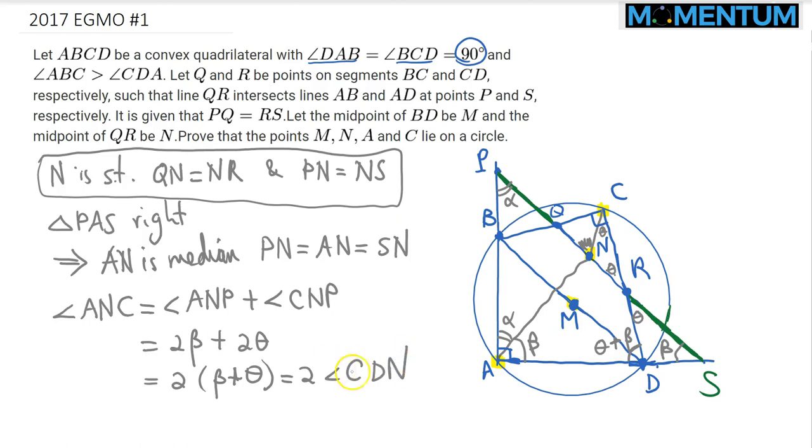But notice that 2 times angle CDA, because CDA is an angle on the circle, should be the central angle, which is CMA, right? So angle AMC. Wow, angle ANC is equal to angle AMC, and we are done. So that establishes that this quadrilateral MNAC is just cyclic, and that solves the problem.